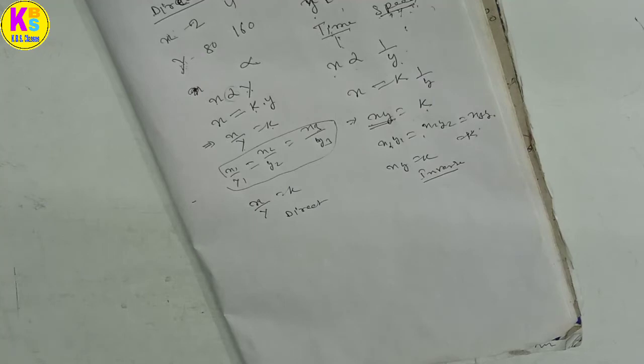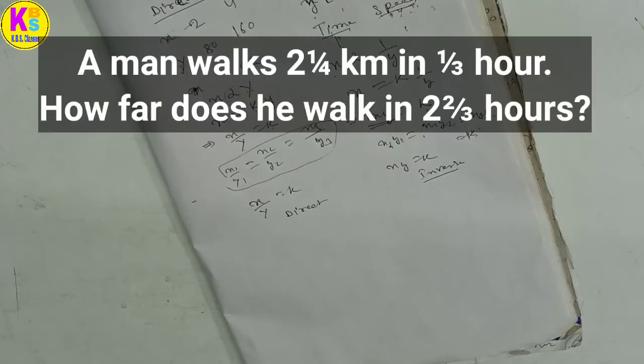Now we are taking an example for doing a sum. The sum is: a man walks 1/4 kilometer in 1/3 hours. How far does he walk in 2/3 hours? So here the two quantities, one is the distance, that is the kilometer, and another is the time. Distance and time, we have two quantities here.